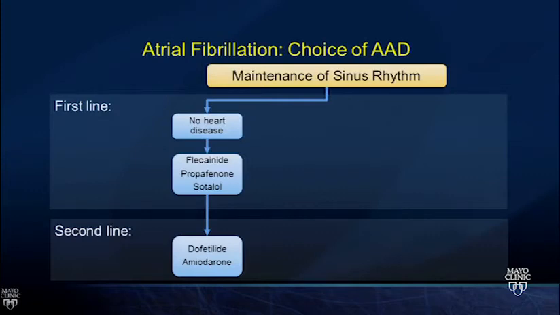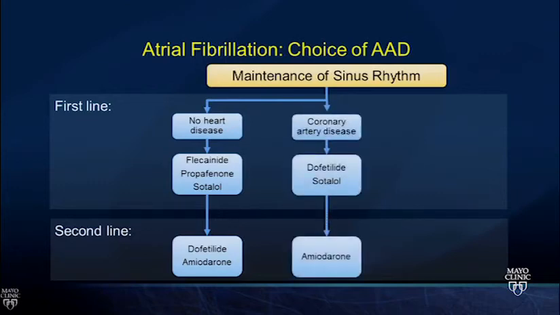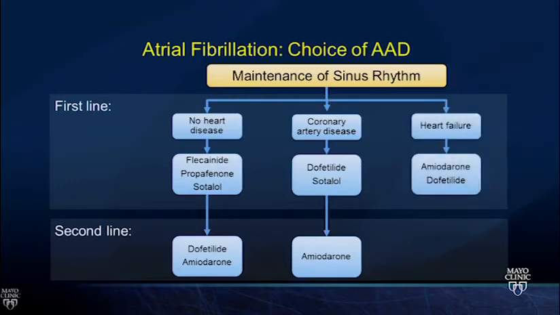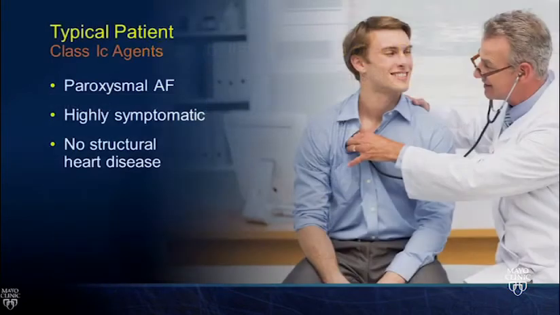In patients who have hepatic problems, you can consider sotalol. If they have coronary artery disease, the first line medications are potassium channel blockers, dofetilide and sotalol. And if they fail, go to amiodarone. Heart failure, only 2 medications. Sotalol is contraindicated. It's just amiodarone and dofetilide.